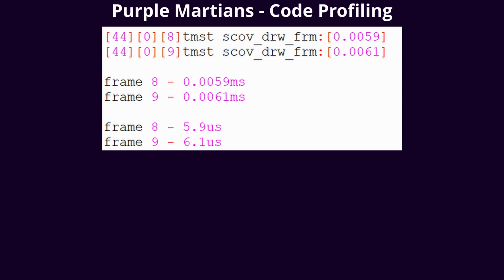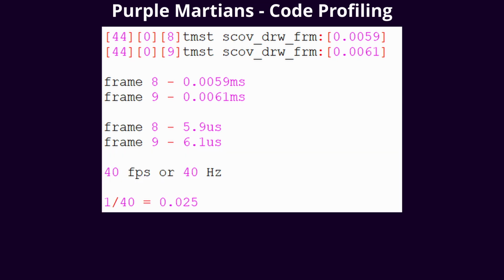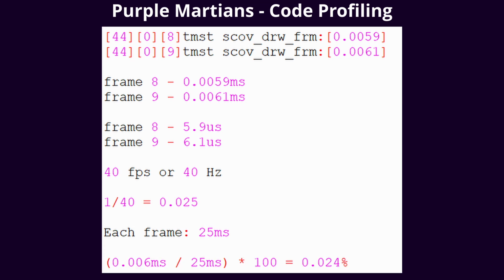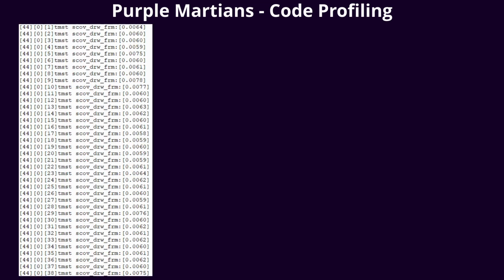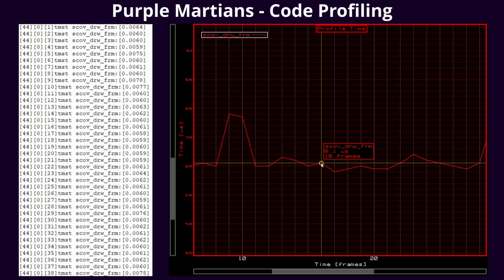The game runs at 40 FPS or 40 Hz, and the reciprocal of that is 25 milliseconds. That's the total amount of time each frame has to execute. So this particular function that only takes 6 microseconds is a very small portion of that, 0.024%. Manually looking through log files is slow and boring, so I made a graphical way of viewing the data.